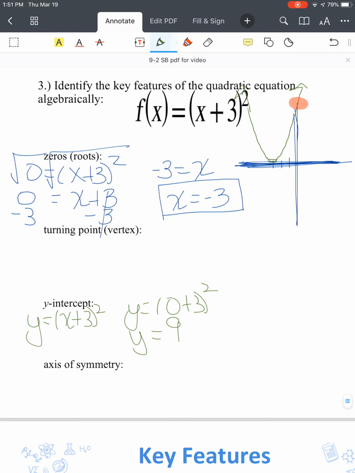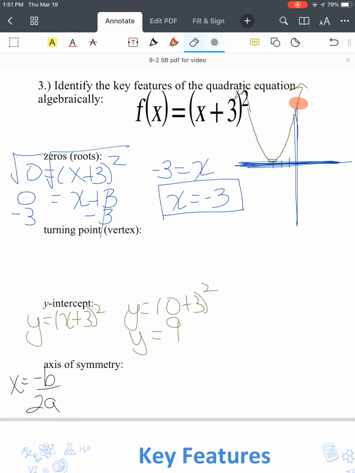Let's do the axis of symmetry. Again, the formula is x equals negative b over 2a. Okay, so we're a little bit stuck here. What we're going to need to do is get this out of this (x plus 3) squared form and into standard form in order to find what a and b are. So this is a little trickier, but we can do it.